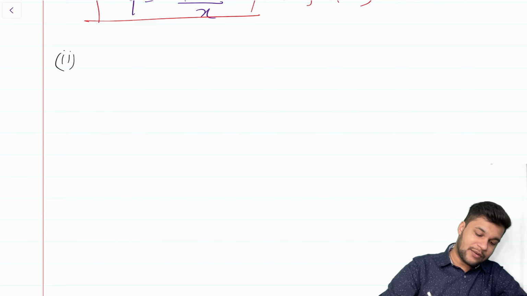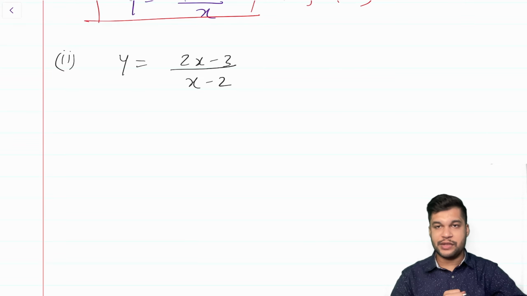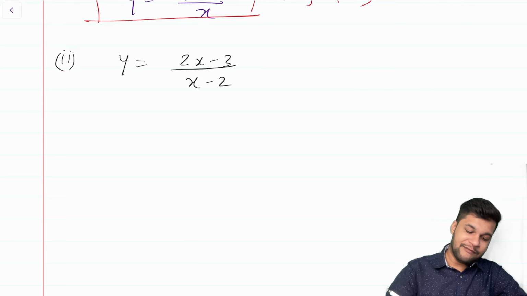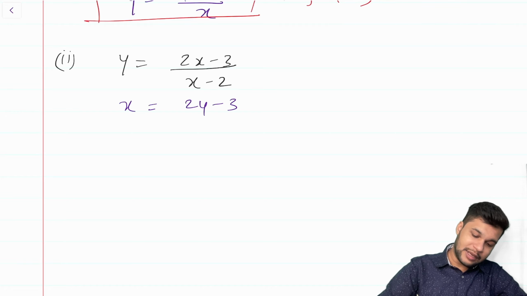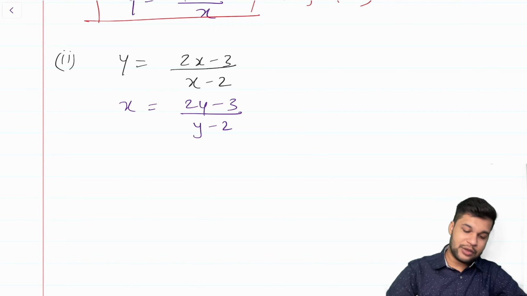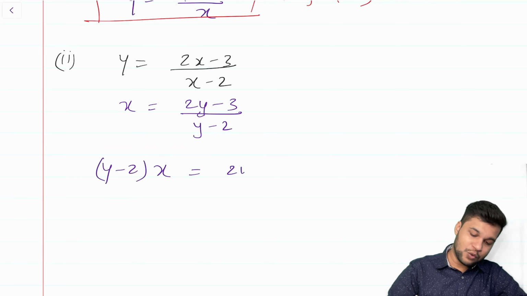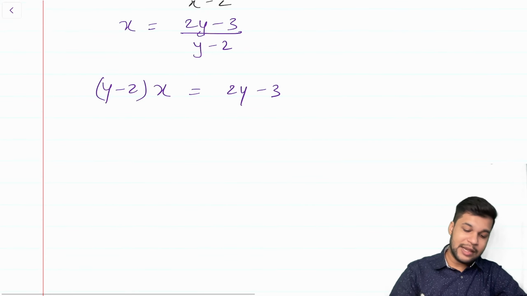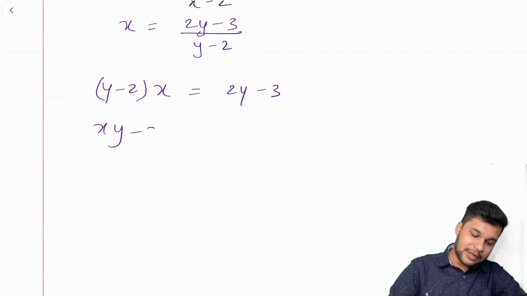Let's say you have y equal to (2x minus 3) upon (x minus 2). How do I find the inverse of this function? Very easy. Swap the variables. So x equal to (2y minus 3) divided by (y minus 2). Now you have to make y the subject. So let's shift y minus 2 to the left hand side. So (y minus 2) times x equal to 2y minus 3. Okay, now let's simplify. So you get xy minus 2x equal to 2y minus 3.